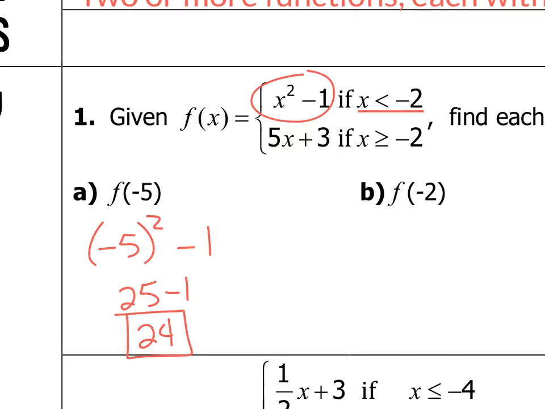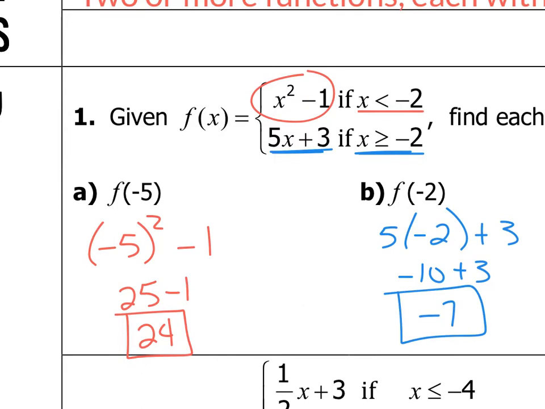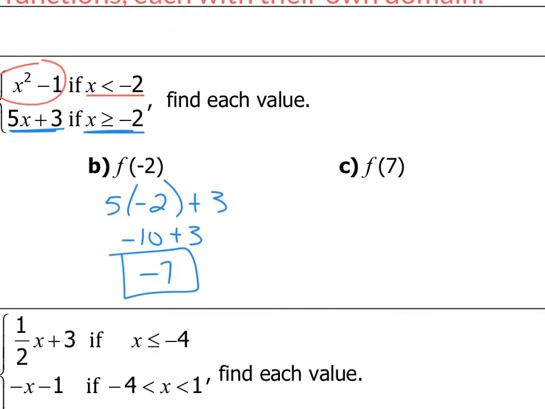Okay, for part B, it says we're plugging in negative 2. Well, negative 2 falls into this greater than or equal to negative 2 because it's equal to that. So we're going to plug it into the x value for 5x plus 3. So it's 5 times negative 2, and then add 3. So negative 10 plus 3 is negative 7. So if we were to evaluate f of negative 2, we get negative 7.